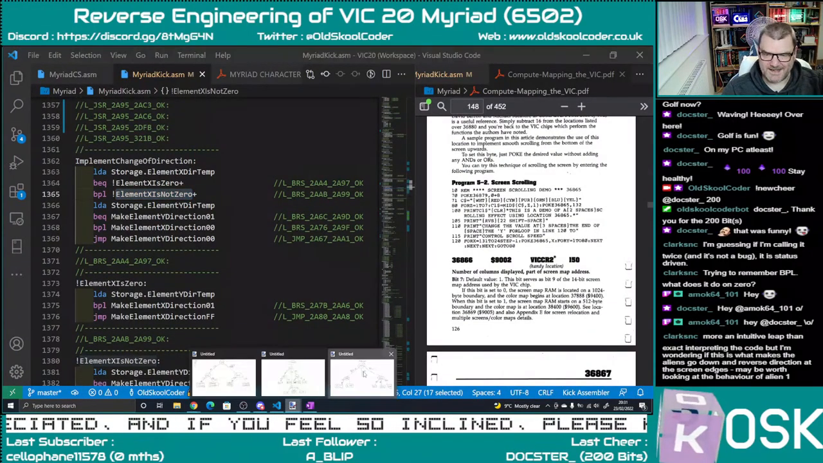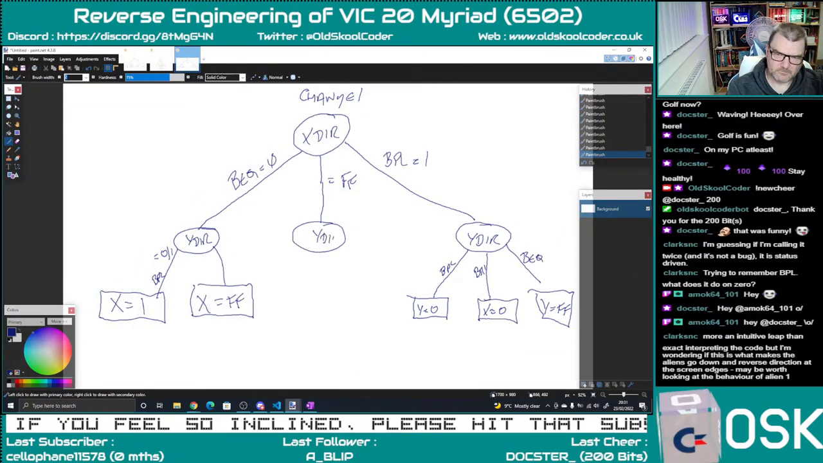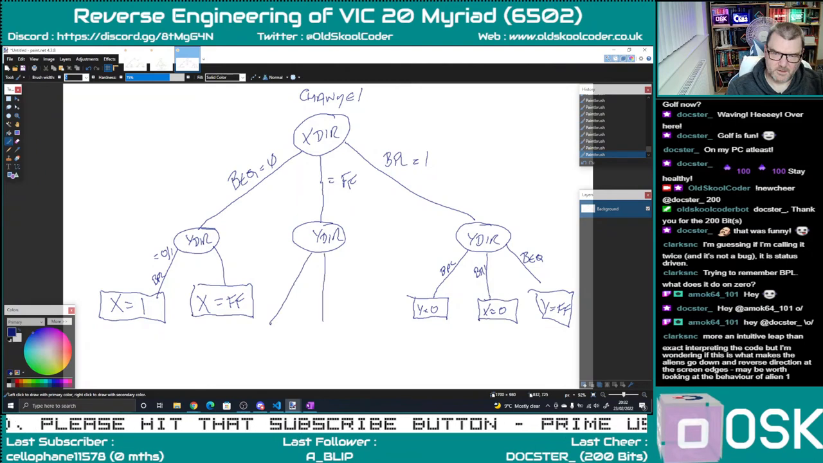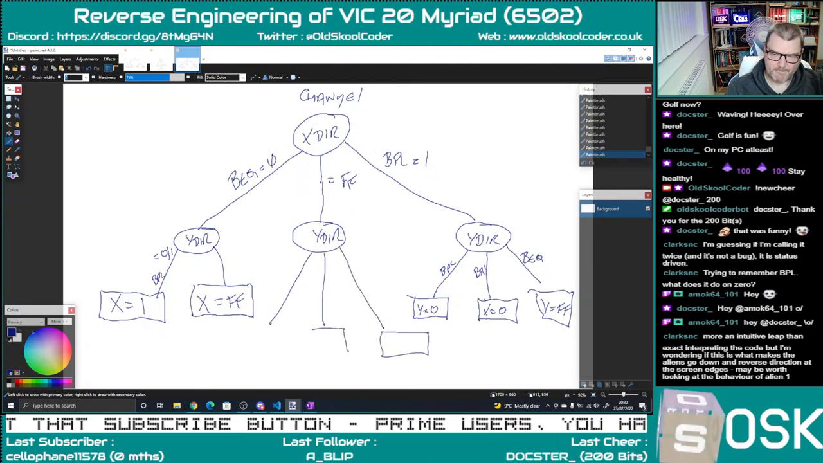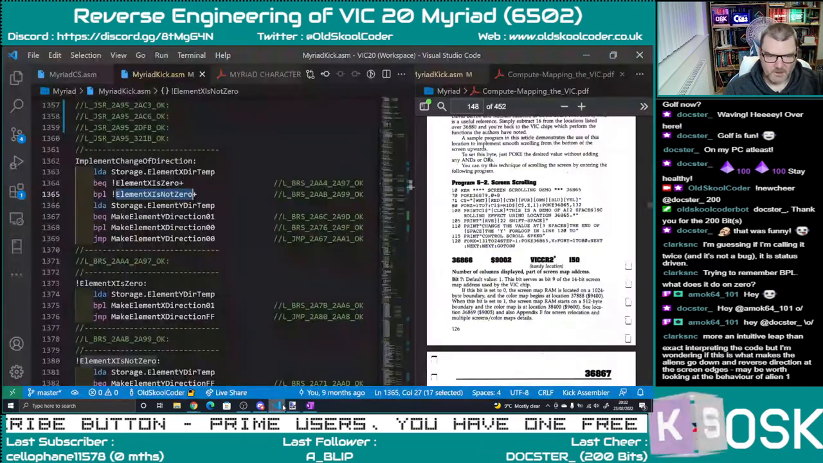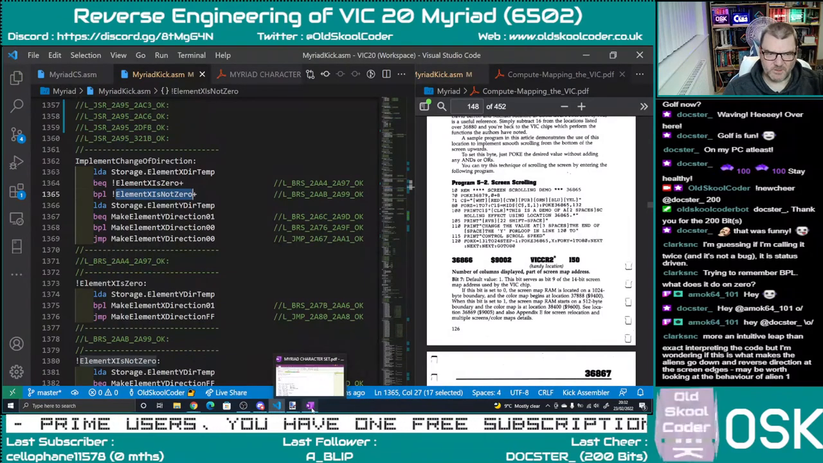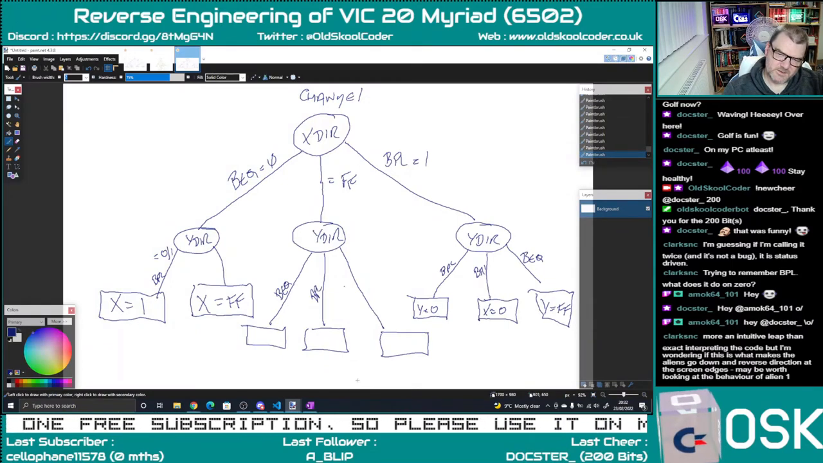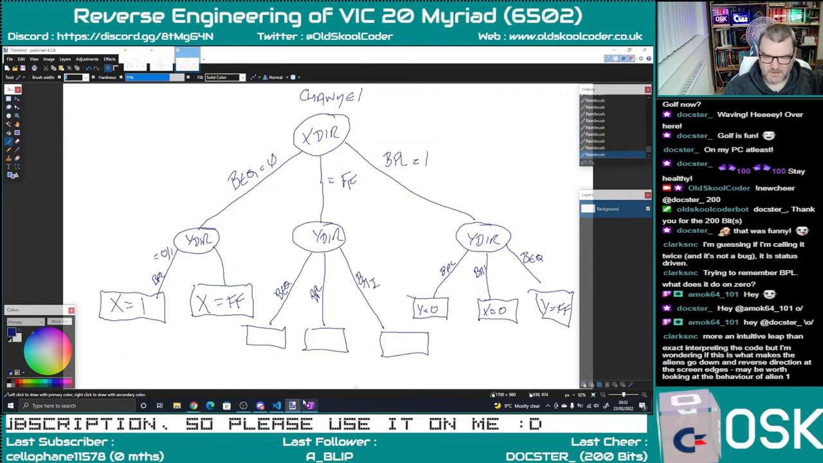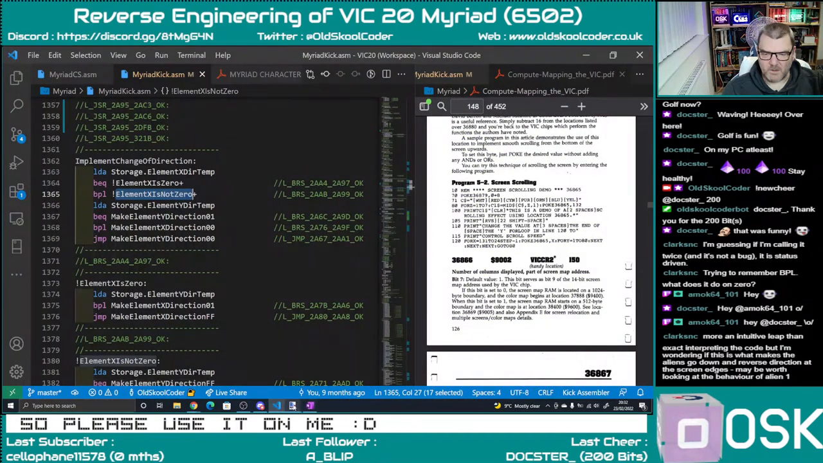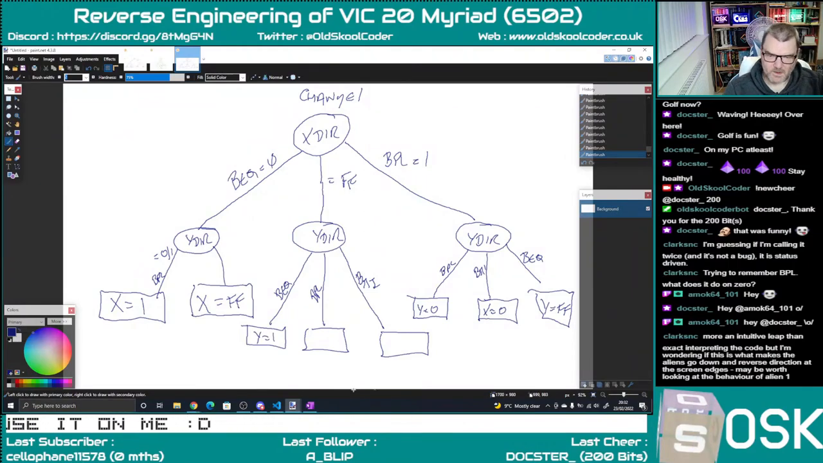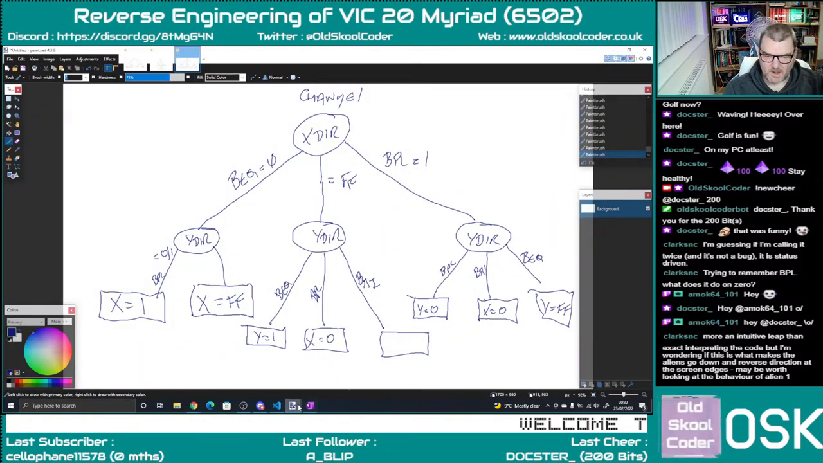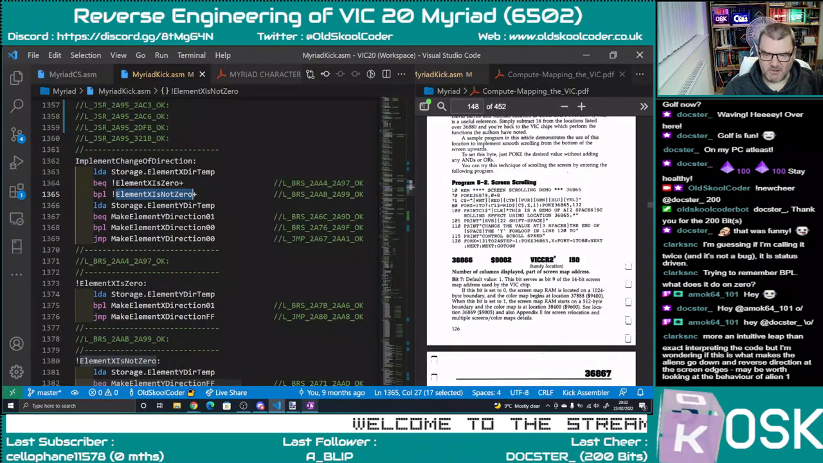So we're looking at YDIR again, and we have three possible outcomes. Let's start at the top. Branch if equal, branch if plus, then implicit branch if minus. So branch if equal is load Y with 1. Branch if plus is X is 0. And Y is 0 for the final one.